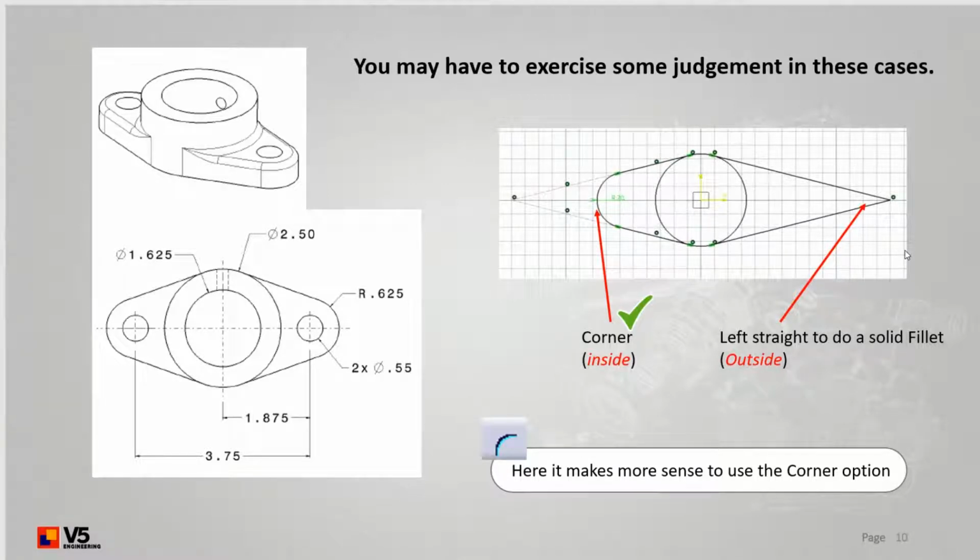Here's a case where it makes more sense to use the cornering option in a sketch rather than the fillet option. Here, on the left-hand side, we see what the sketch would look like for this part, and it looks like it would be easily drawn this way. But can you imagine trying to conceptualize the straight lines to make for the solid fillet? This would be really difficult. So in this particular case, corners make sense.